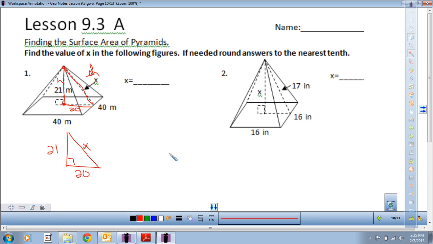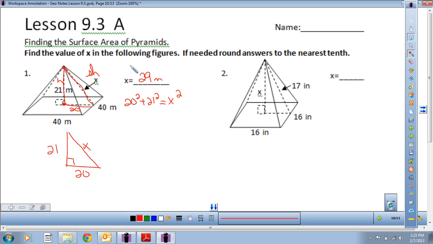Well, what we did last class is we used the Pythagorean theorem to calculate the value of x. So we would have 20 squared plus 21 squared equals x squared, and we would go through the math and crunch the numbers, and we would find that that slant height has a length of 29 meters.